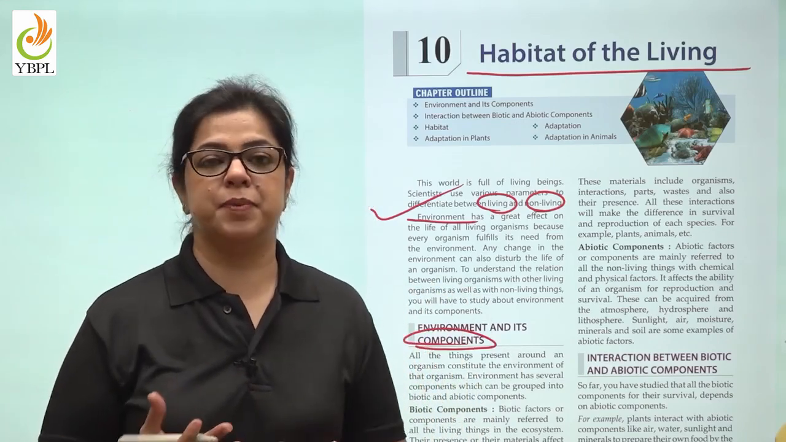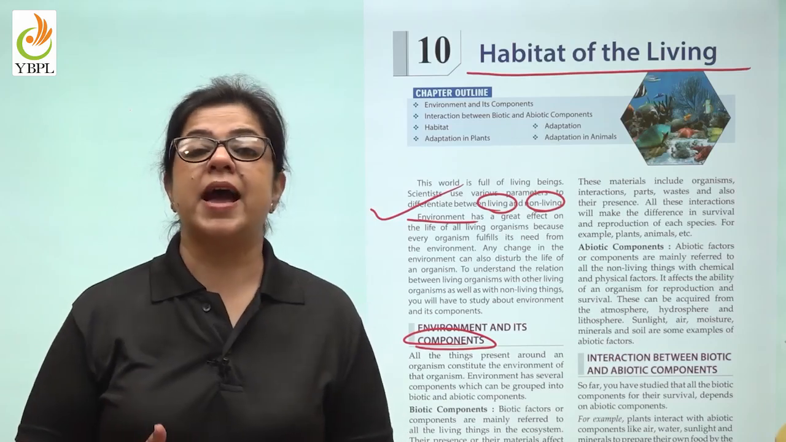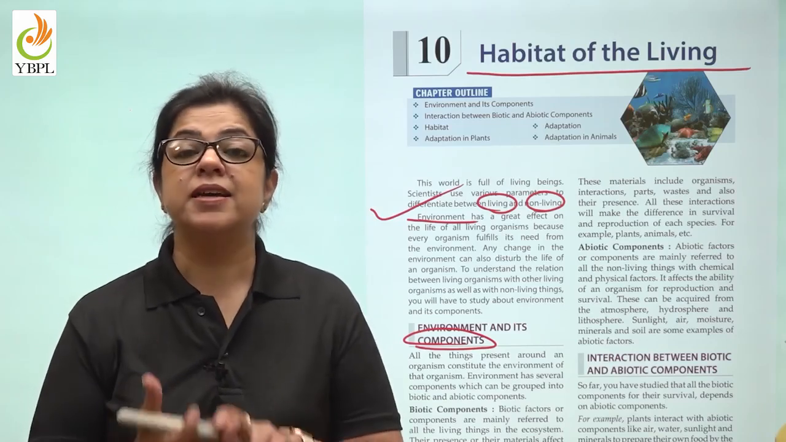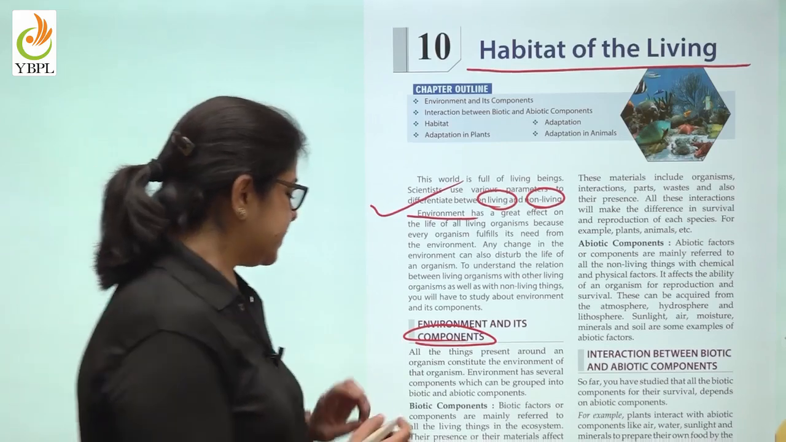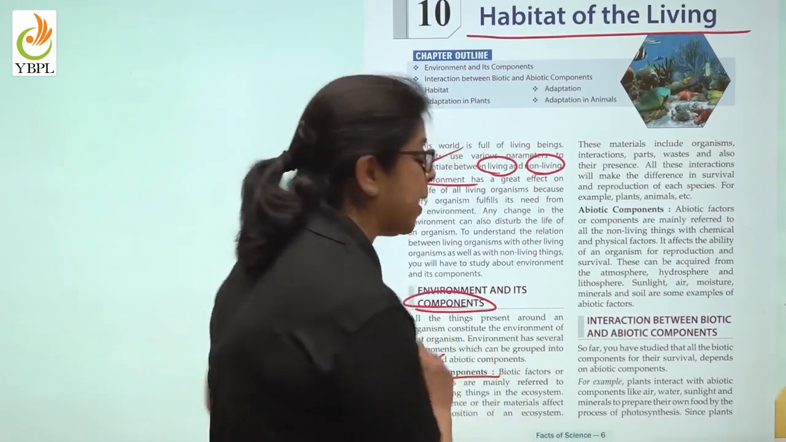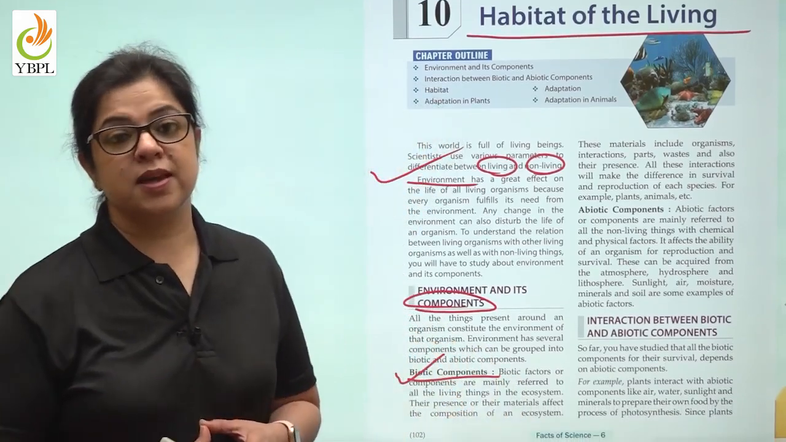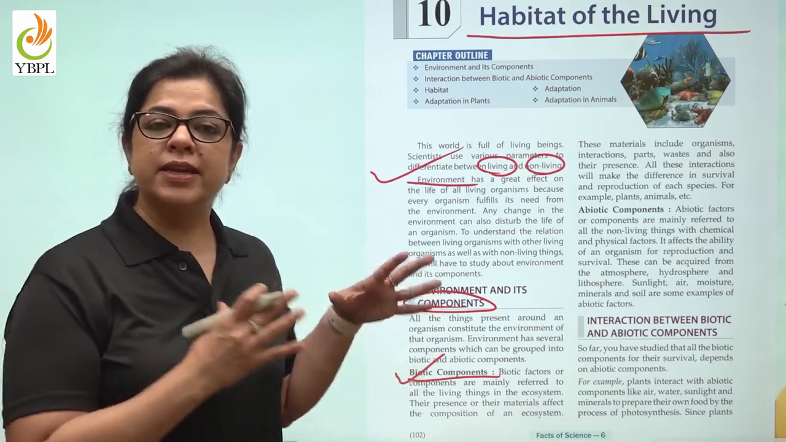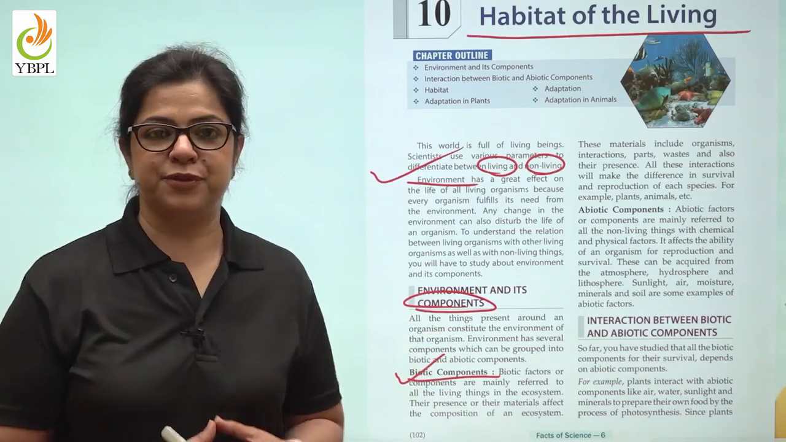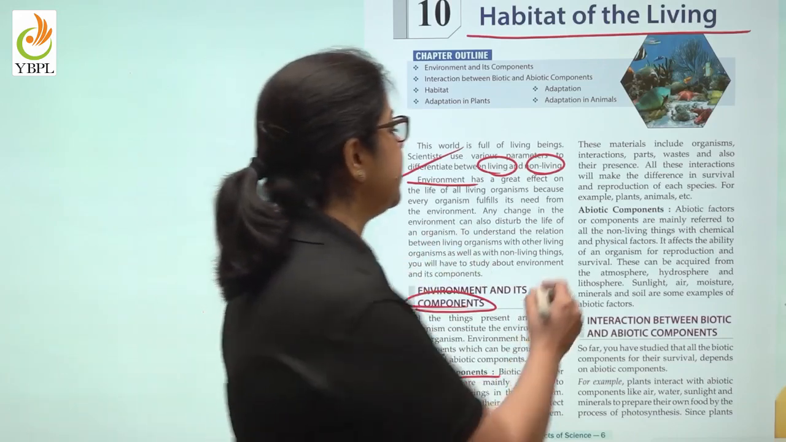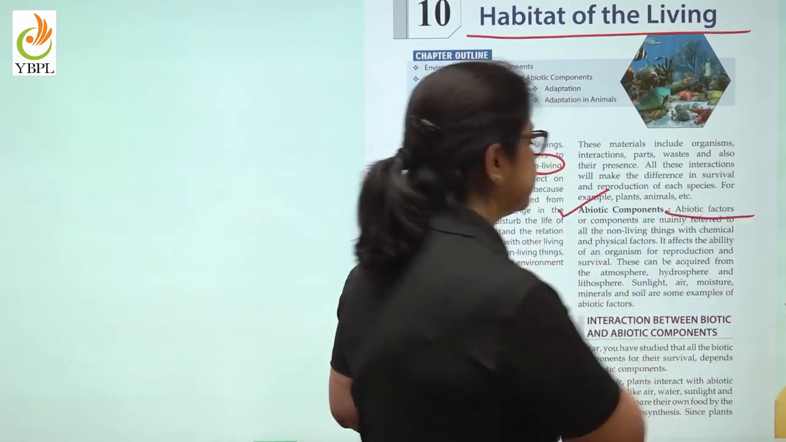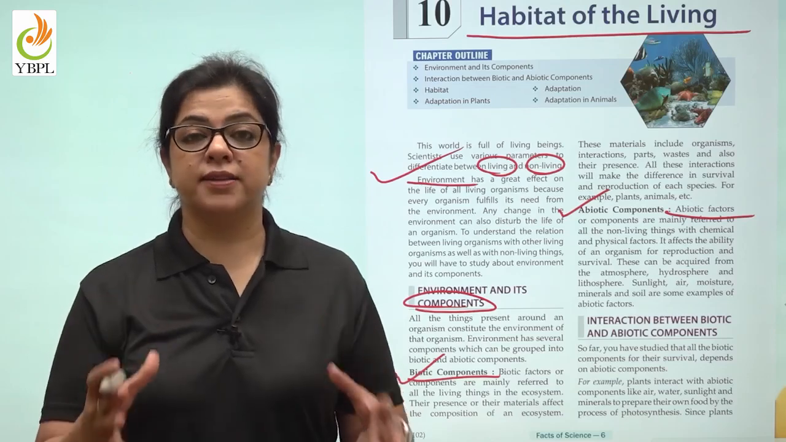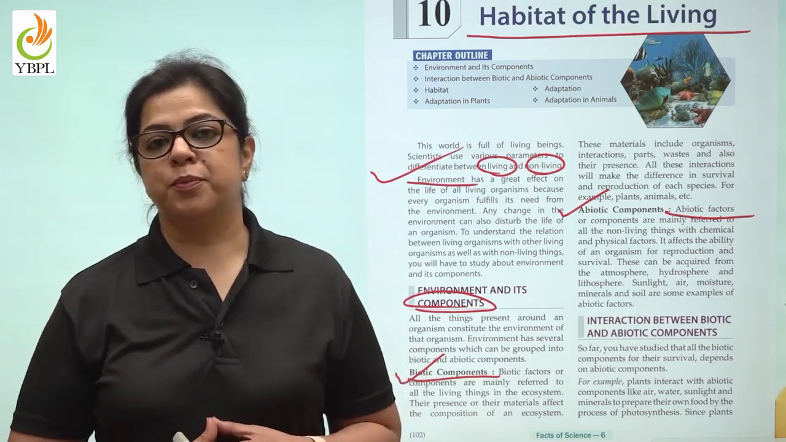Number one is plants, human beings and animals. That means the living beings. These living beings form the biotic components. Bio means life. So biotic components will mean the components that have life in them. Next are the abiotic components. Abiotic components are the non-living components.